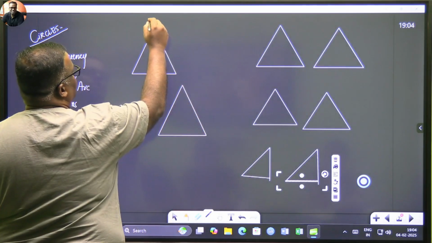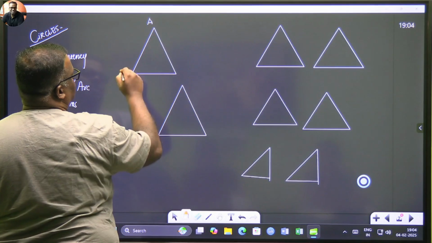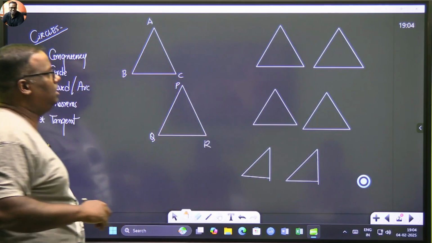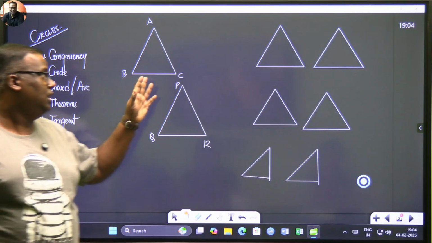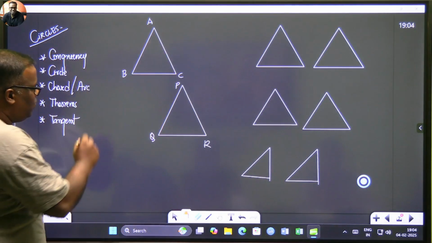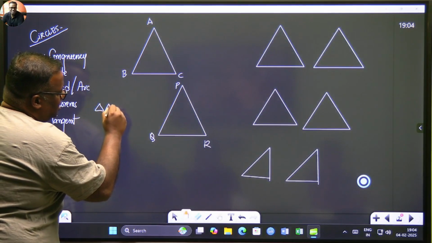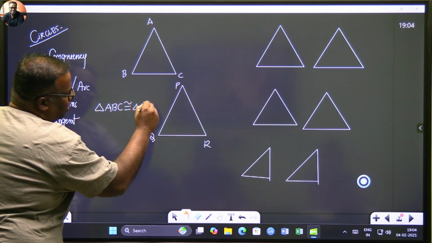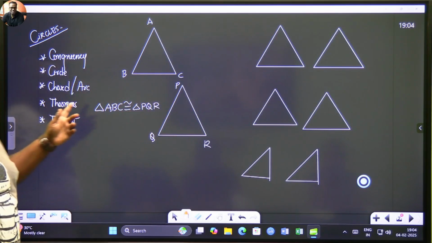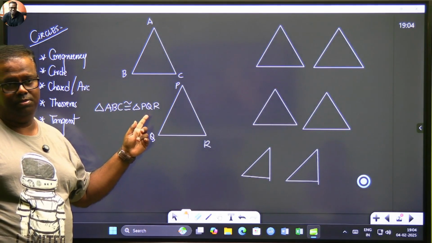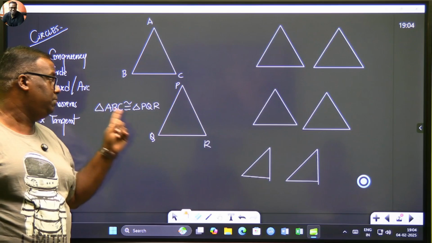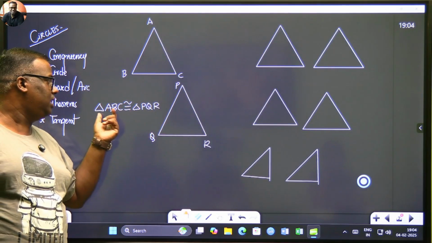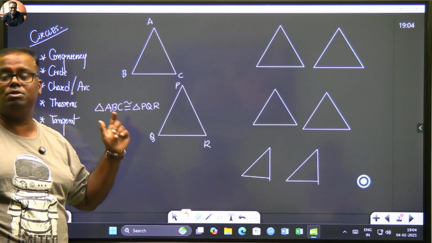I'll take two triangles. Say this is my triangle ABC and this is triangle PQR. Now, what I'm trying to say is that these two triangles are congruent. So if they are congruent, the way we write is triangle ABC is congruent to triangle PQR. In congruency, children, the way you make the nomenclature is very important. ABC congruent to PQR means angle A will be equal to angle P. The middle B will be equal to Q. You just can't write ABC equal to RQP. You have to be very specific about the way.